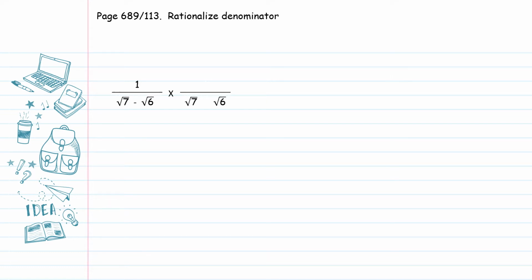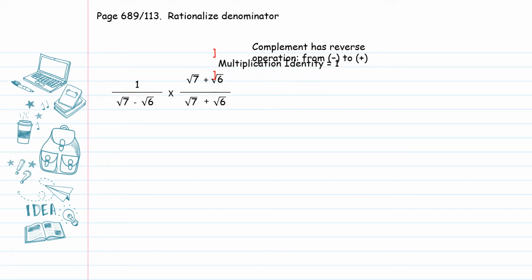Let's rewrite the expression, but without the negative in between, because the complement is an expression similar except with this operation in reverse. In this case, we have a negative sign as the operation, so we will do the reverse of that, which is addition. What we do to the bottom, we have to do to the top, because that is the multiplication identity, so that we don't change the original expression.